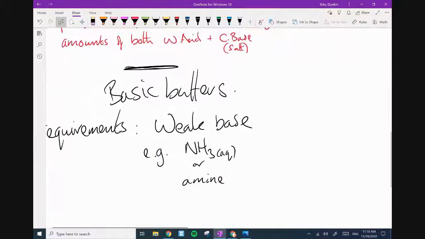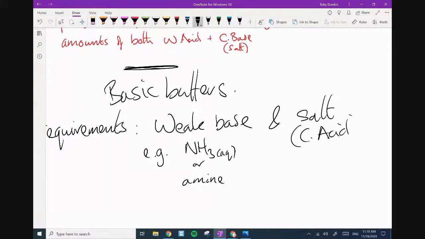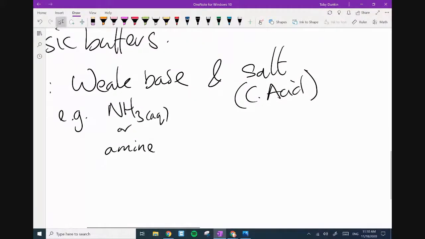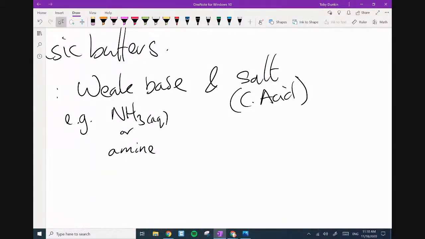Anyway, requirements for the basic buffer: a weak base and its salt, the conjugate acid. I'm going to put salt, brackets, conjugate acid. So what would the conjugate acid be for ammonia? I'd like you guys to post on the chat. I know there's a delay, but it doesn't matter, you can still post it so I know you're getting it right. The salt of ammonia, the main one, is ammonium chloride. That's the conjugate acid of ammonia if I've added HCl.